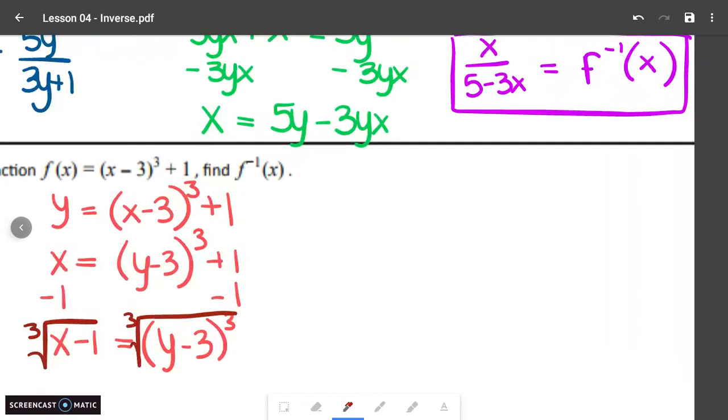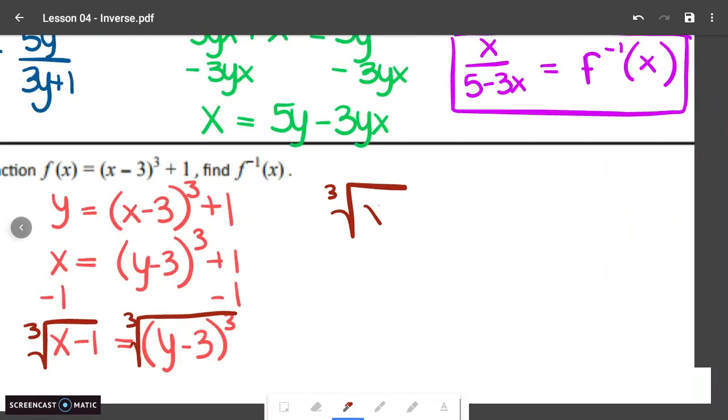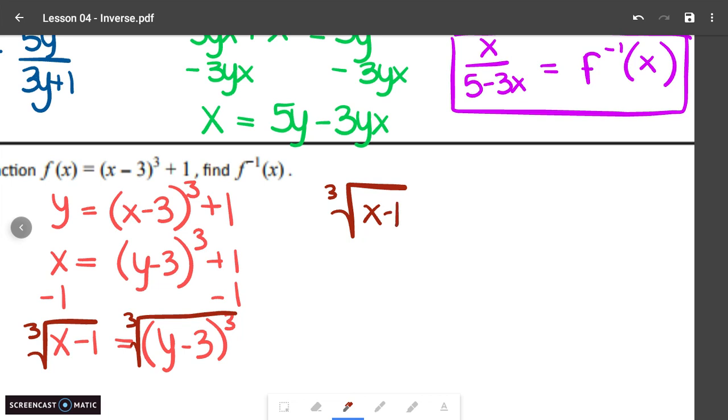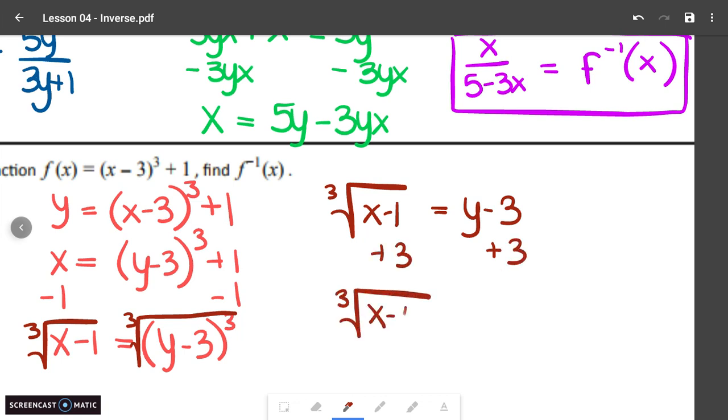So when I rewrite that, we're looking at the cube root of (x minus 1), that whole thing is underneath, equals y minus 3. And then we just have to add the 3 to both sides. So the cube root of (x minus 1), notice the 3 is outside of the radical. It happened after. And I can write equal to y, or I can skip right into that inverse.